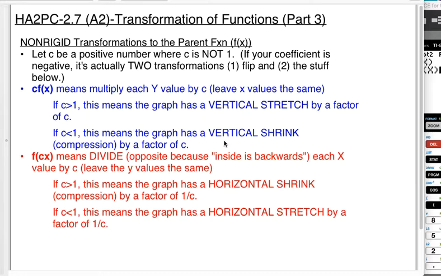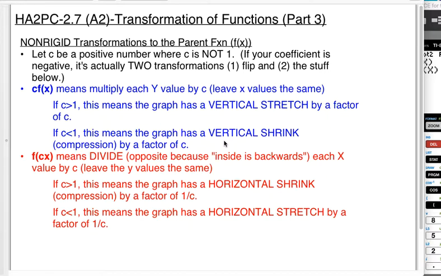So rigid transformations, which we've already seen, are translations, meaning sliding, or reflections, which is flipping, right? Rigid transformations don't change the physical shape of the graph. Like you could have a version of the graph written on a piece of clear transparency paper, and you could just slide it around or flip it over and it would stay exactly the same.